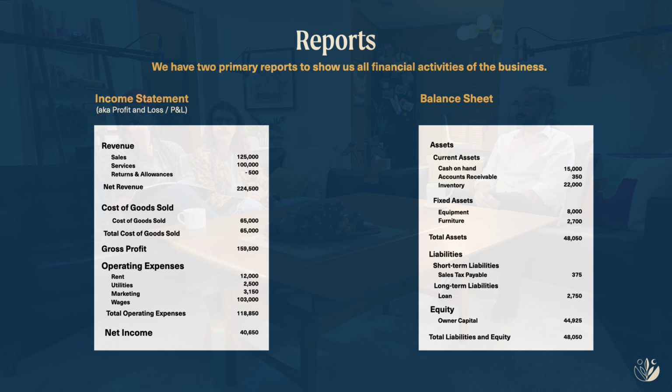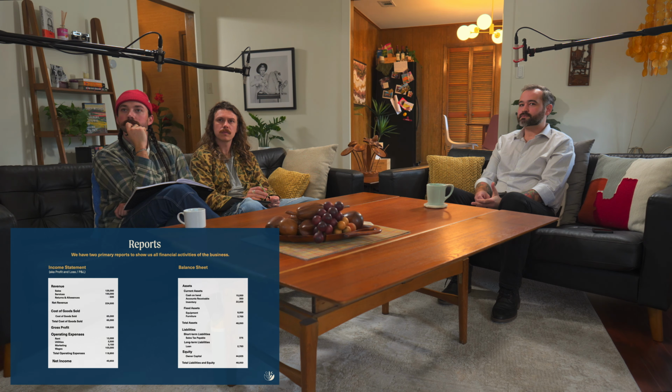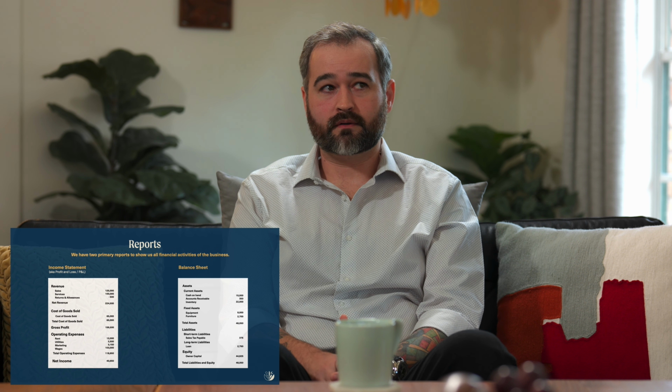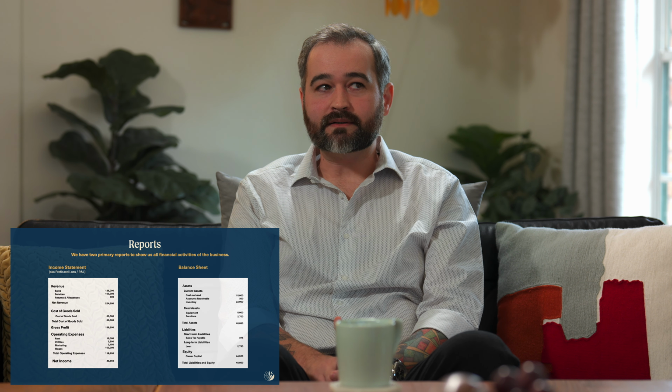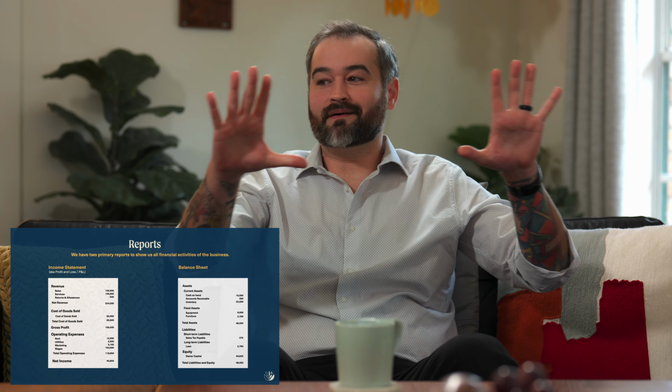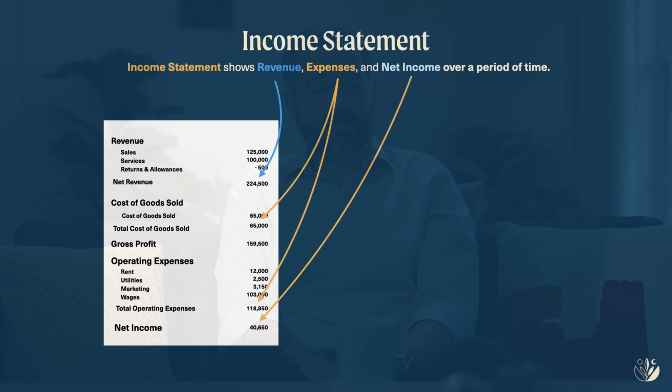These are the two primary reports that we use to evaluate the financial activities of the business. So we've looked at these before, the income statement and the balance sheet. Income statement is also called the P&L or profit and loss statement. And so what we can see is all of those things that we've talked about so far are located on these two reports. So the income statement, we have all the money coming in, all the revenue.